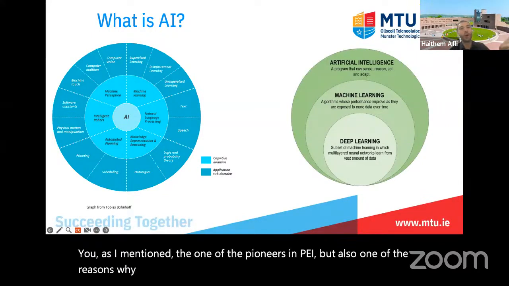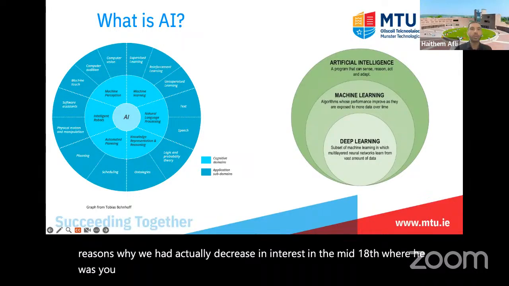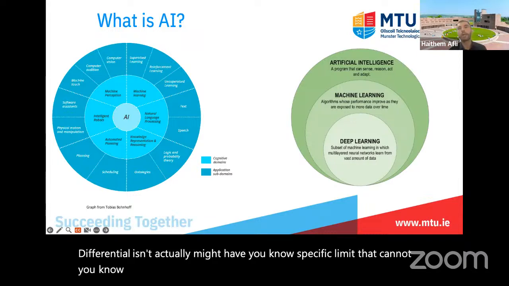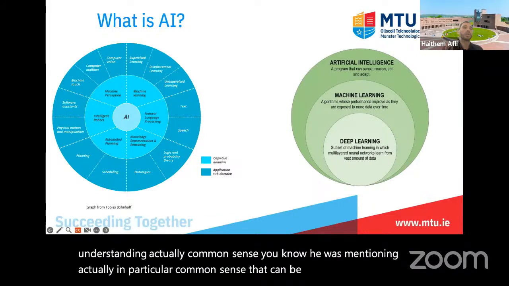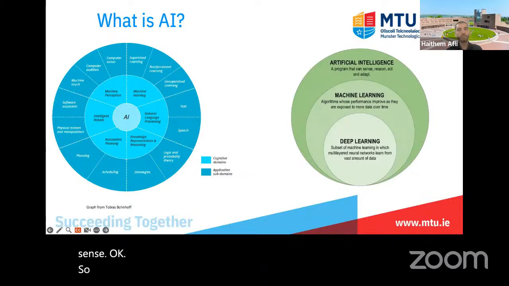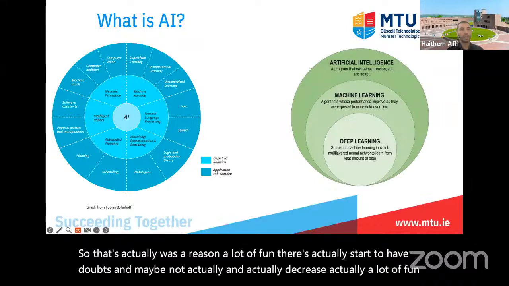Okay, and John McCarthy, as I mentioned, was one of the pioneers in AI, but he was also one of the reasons why we had a decrease in interest in the mid 18th, where in a report he mentioned that artificial intelligence might have a specific limit that cannot be solved. The limit was on understanding common sense, in which a human cannot be replaced. That was a reason a lot of funders started to have doubts and decreased a lot of funding in AI. Okay.